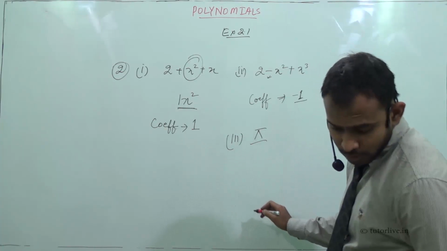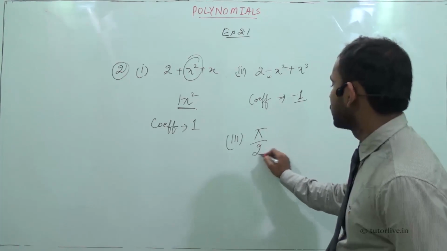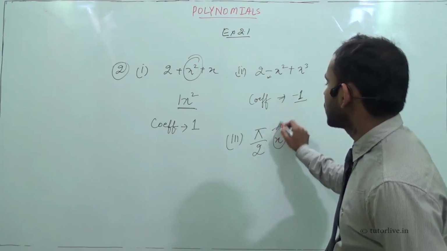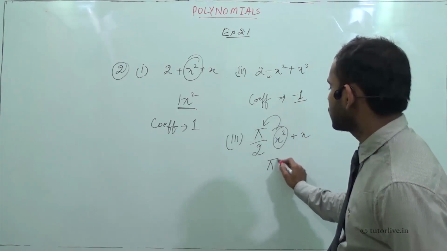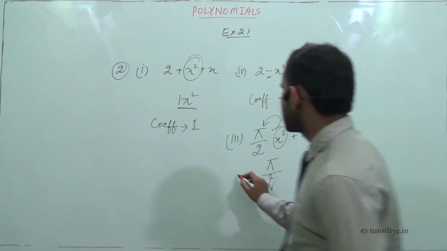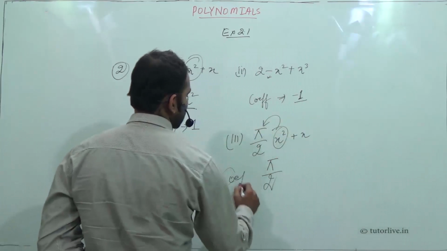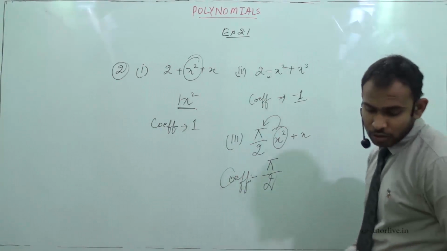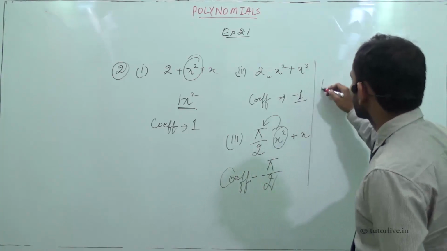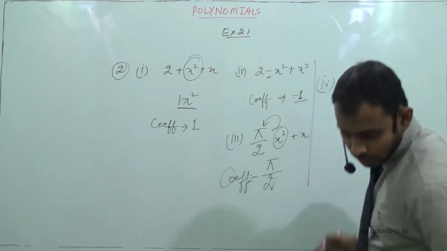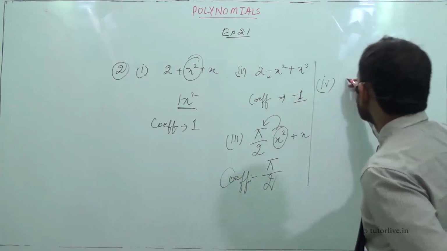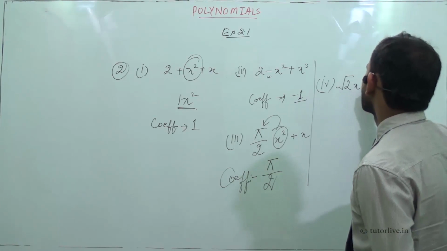pi upon 2 x square plus x. X square here, what is the coefficient before it? The constant value pi upon 2 is the coefficient for the third part. Easy. Moving on to the fourth part, root 2x minus 1, I hope so. Yes, of course. Root 2x minus 1.